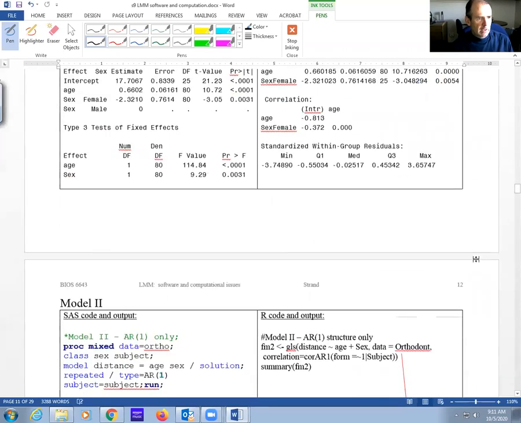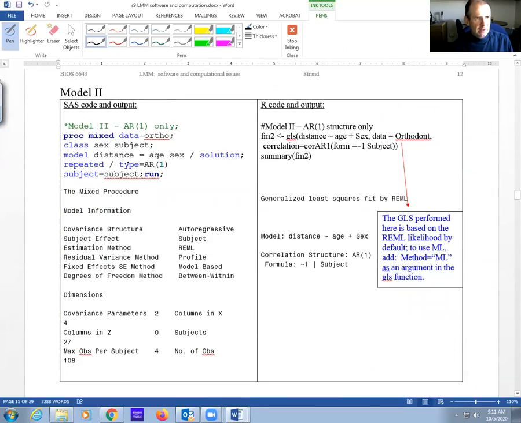The second one, I have just a repeated and not a random. So we're specifying the error covariance structure, but not adding random effects. And what you do in that case, and some of you, I've seen, have done this already, is use a GLS function, and that stands for generalized least squares. I do actually talk about these methods in the course notes if you're interested in that.